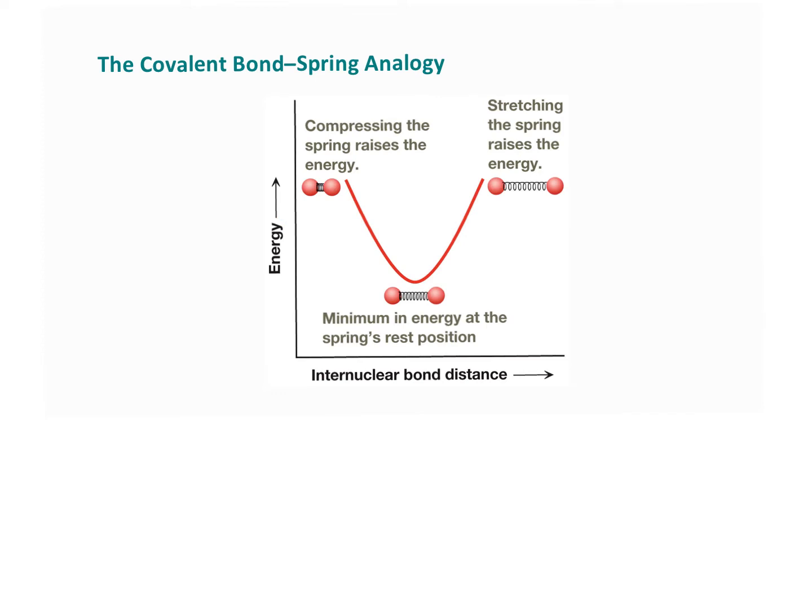And bonds work very similarly, and you can see here how the internuclear bond distance increases, right, and the energy increases. So if those two atoms are really close together, then they're going to have higher energy. And if they're really far apart, they're going to have higher energy. But there is kind of this just right energy here where they have a lower energy and they're more stable.